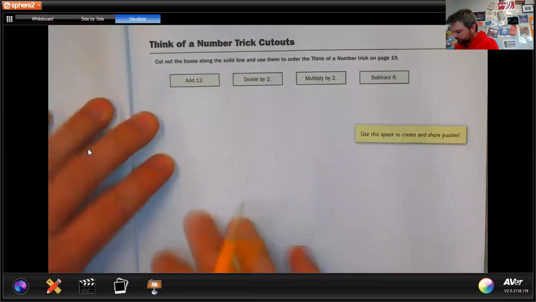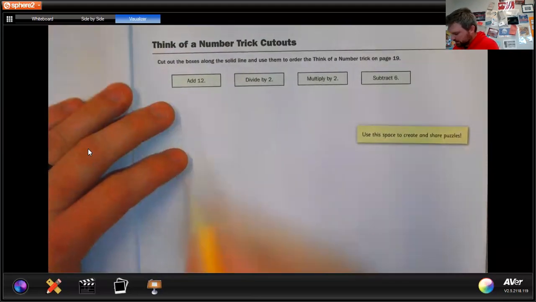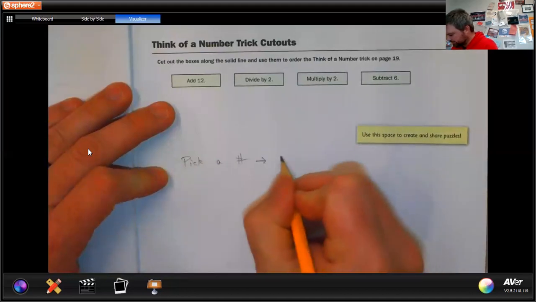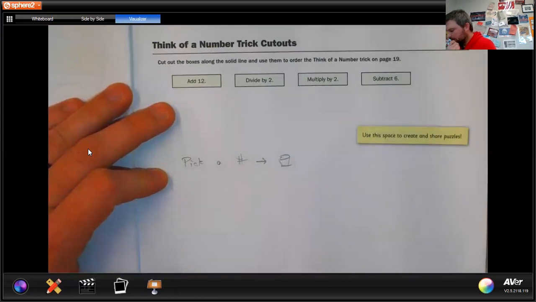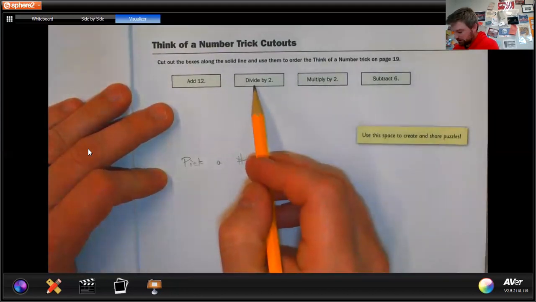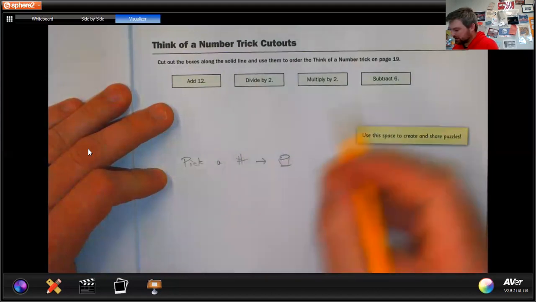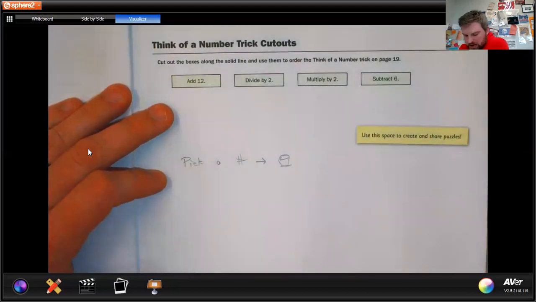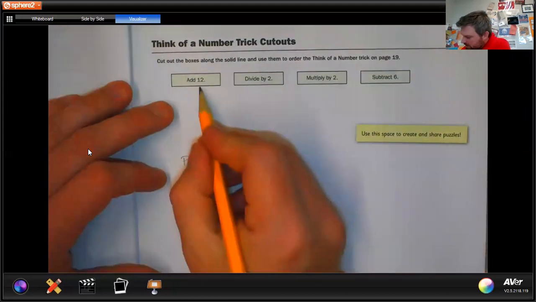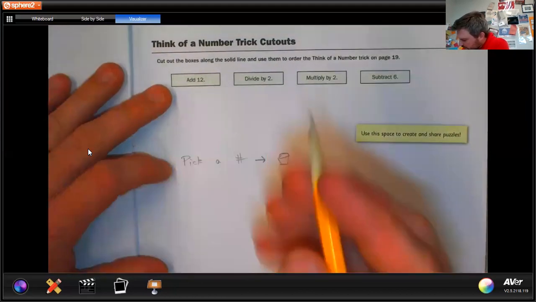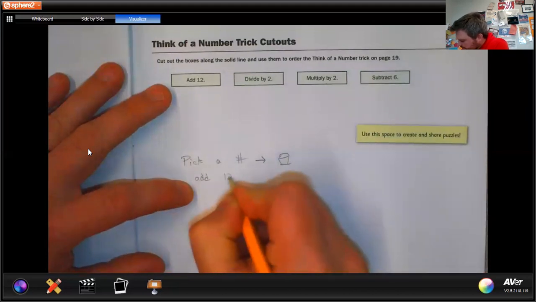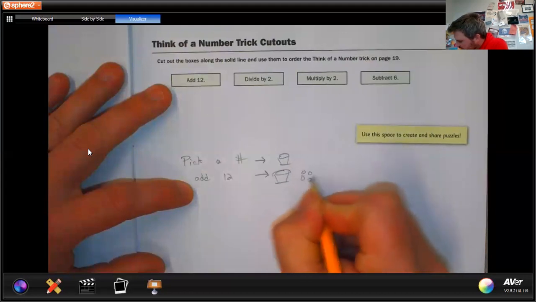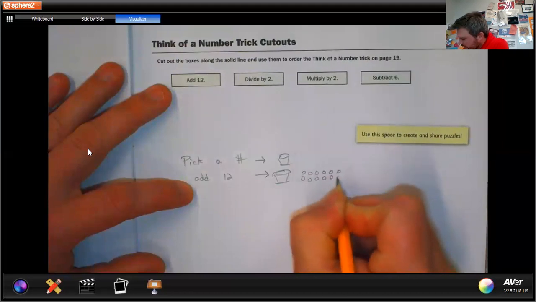Let's say we pick a number. That'll be a bucket. Now I can't divide by 2 because I only have 1 bucket. I can't subtract 6 because I don't even have 6 buckets. So the only thing I can do here is either add 12 or multiply by 2. So let's just add 12. That's a bucket and 12 marbles. And that one's gone.